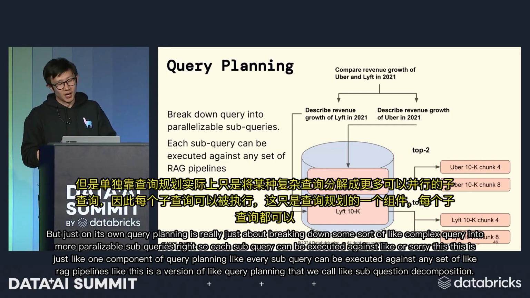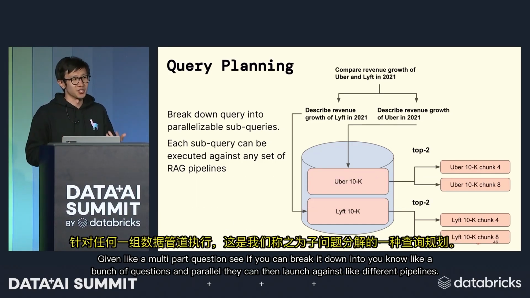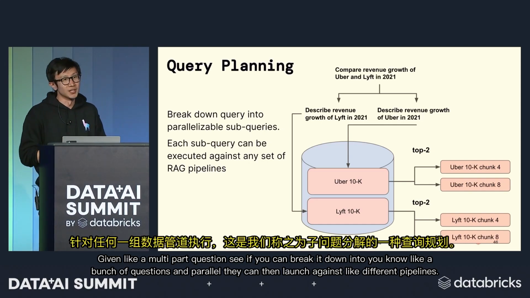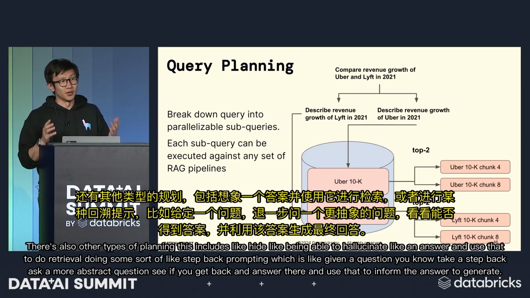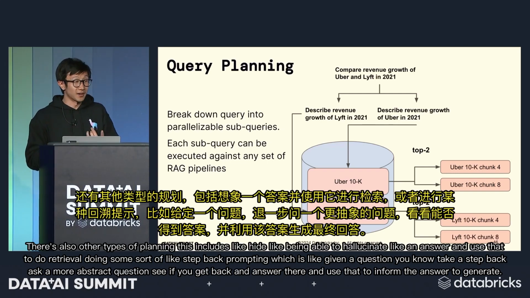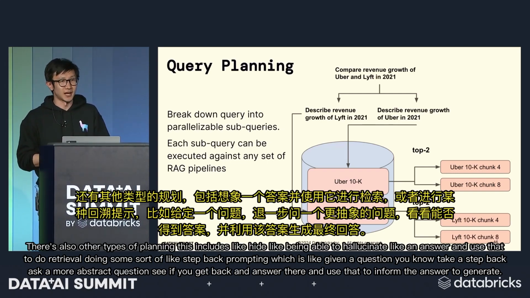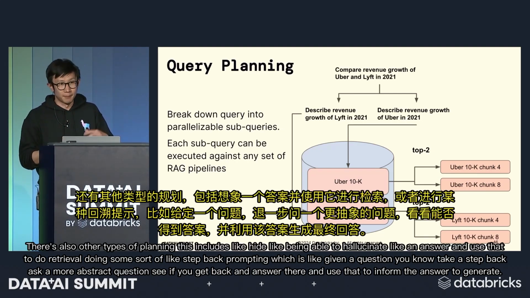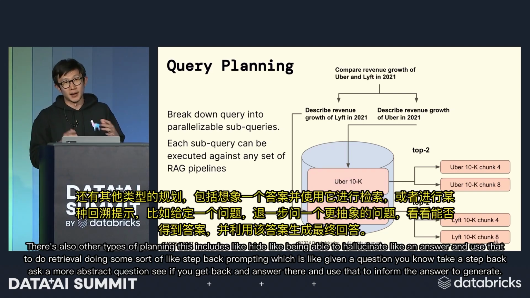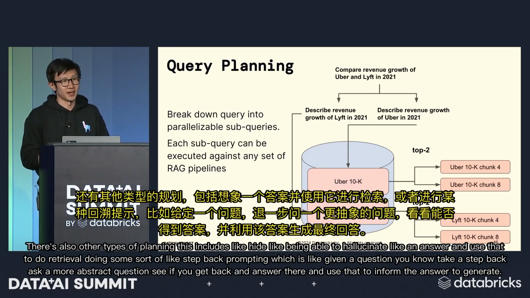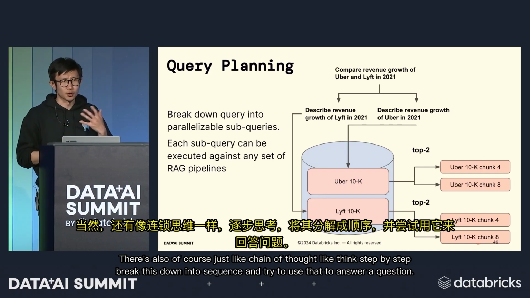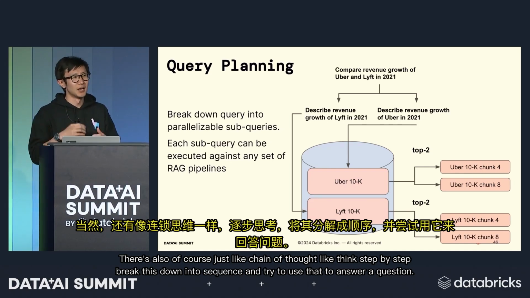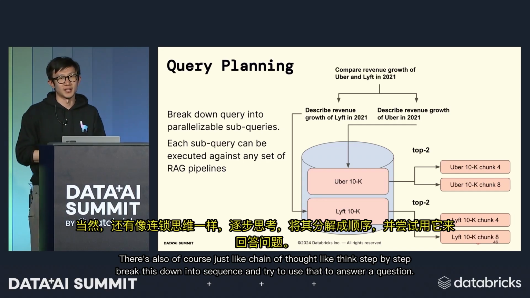This is a version of query planning that we call sub-question decomposition. Given a multi-part question, see if you can break it down into a bunch of questions in parallel that you can then launch against different pipelines. There are also other types of planning. This includes HyDE, being able to hallucinate an answer and use that to do retrieval. Doing some sort of step back prompting, which is, given a question, take a step back, ask a more abstract question, see if you get back an answer there, and use that to inform the answer to generate. There's also, of course, chain of thought: think step by step, break this down into a sequence, and try to use that to answer a question.